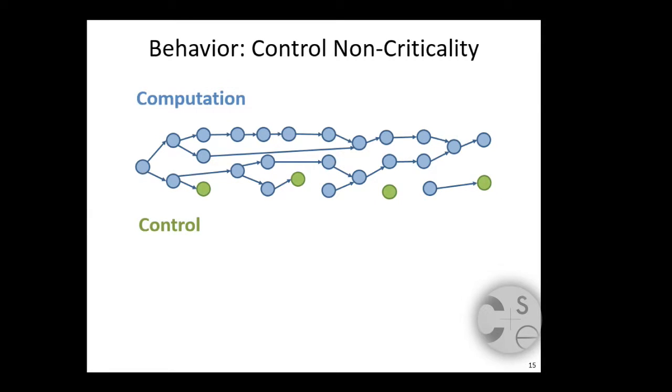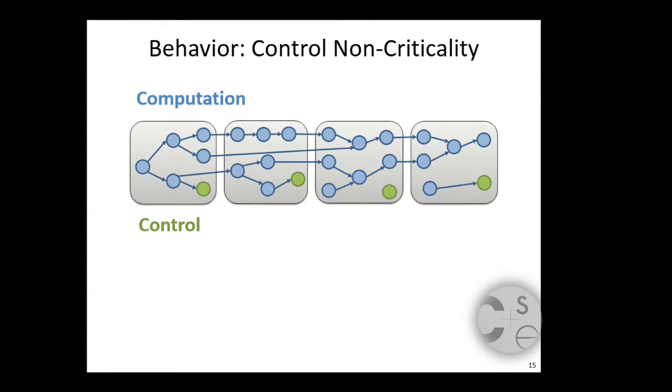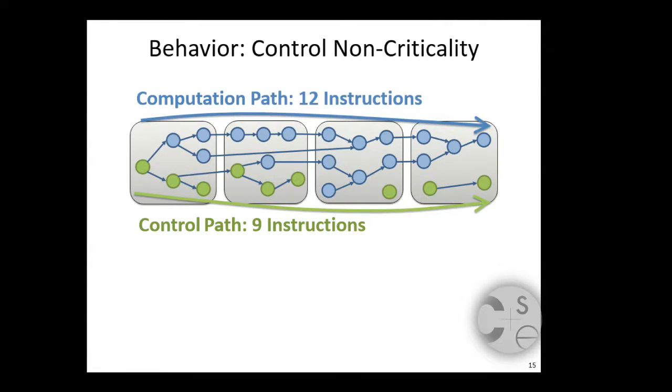So imagine we have a series of instructions executing in some abstract processor, and then here I'm highlighting the control instructions in green. And this basically forms a series of dynamically executing basic blocks. So the critical path through the control here is 9 instructions, and the critical path through the computation is 12 instructions. So regardless of the architecture for this particular program, the control is not on the critical path.